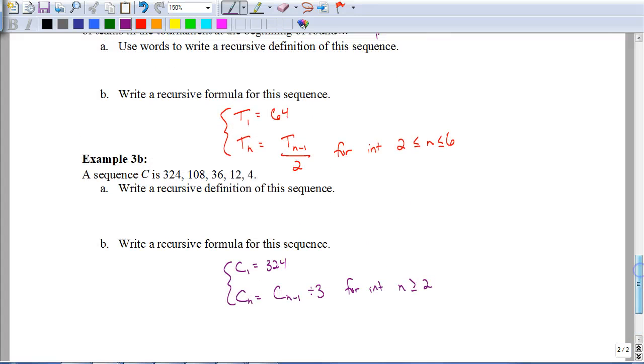Okay, so hopefully you have a better understanding now of what a recursive formula is all about. And good luck on your assignment.